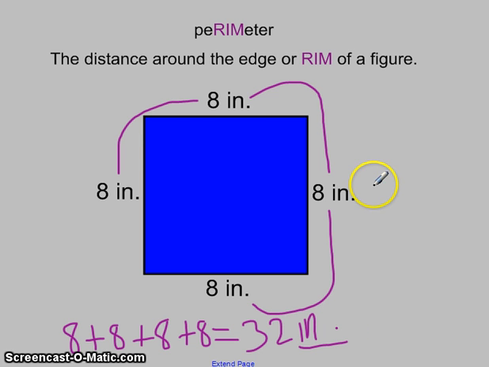When you're calculating the perimeter of a square, since all four sides are the same length, you could also just multiply the length of one side times 4. For example, we would have 8 times 4, and it would still be a perimeter of 32 inches.